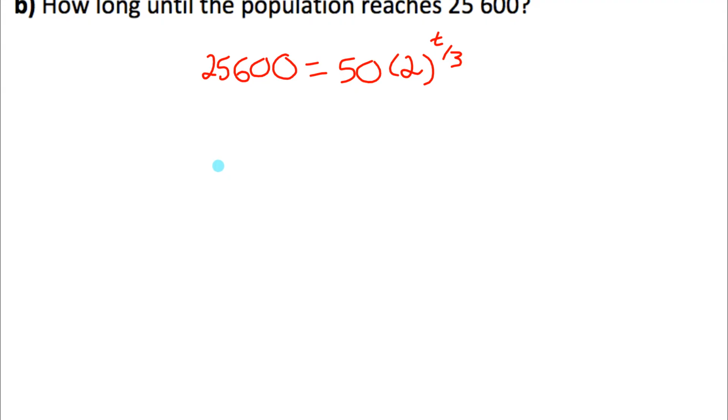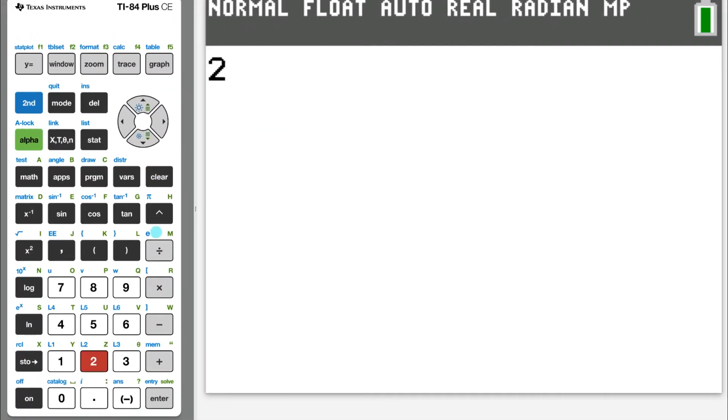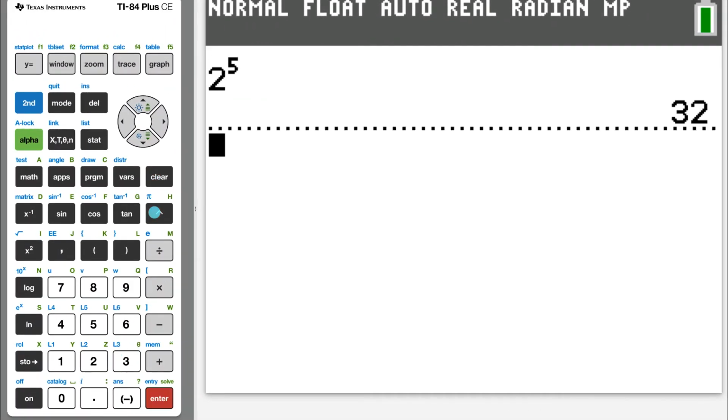And maybe in grade 11 you were shown different ways of solving this, but we want to transition to solving this using logarithmic functions in this course. So I'll take you through that in this example. We would start by dividing both sides by 50, and we would get 512 equals 2 to the power of t over 3. And now we're trying to figure out what exponent goes on 2 to get 512. So maybe in your last course, you just guessed and checked. Maybe it's 2 to the 5. Nope, that's too low of a value.